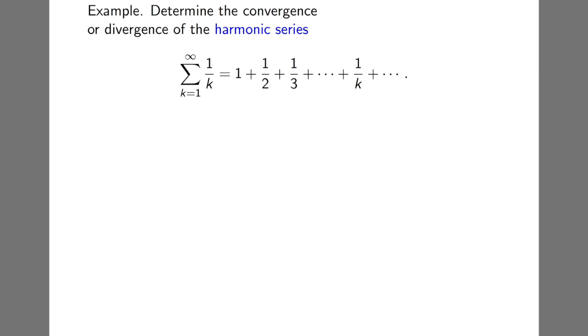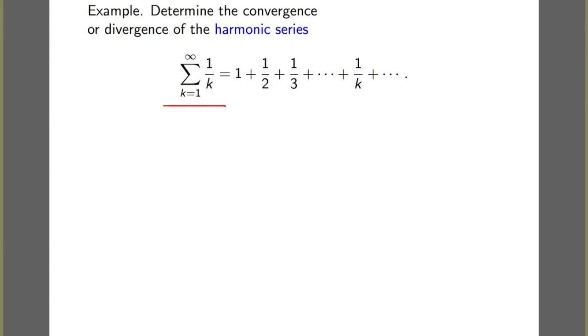So an example: we're going to determine the convergence or divergence of the harmonic series. This is a very important series, one we'll see a lot of. The harmonic series is defined simply to be the summation as k runs from 1 to infinity of 1 over k, which is 1 plus a half plus a third, etc., plus 1 over k, i.e. just the reciprocals of the positive integers.